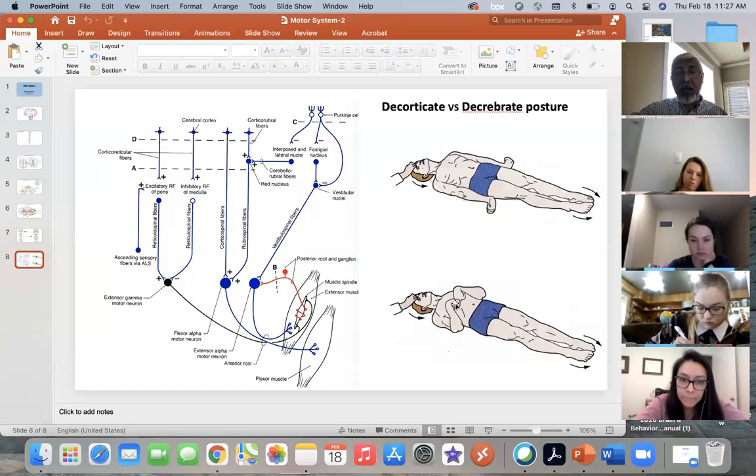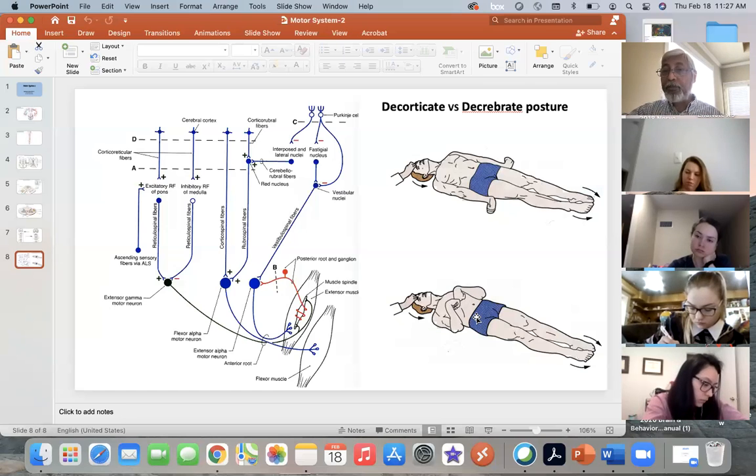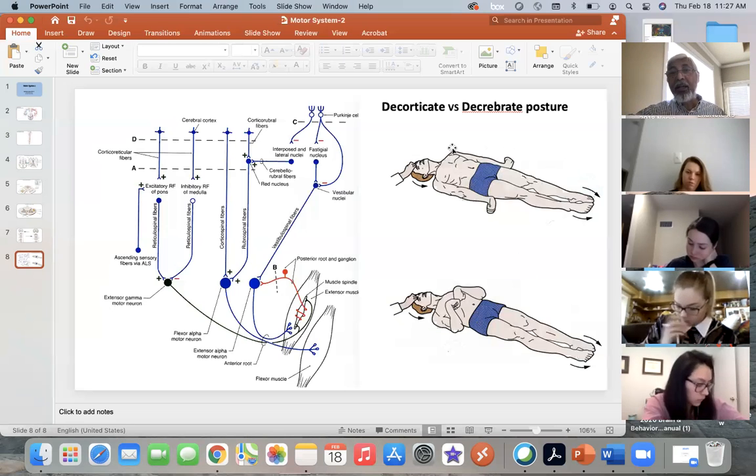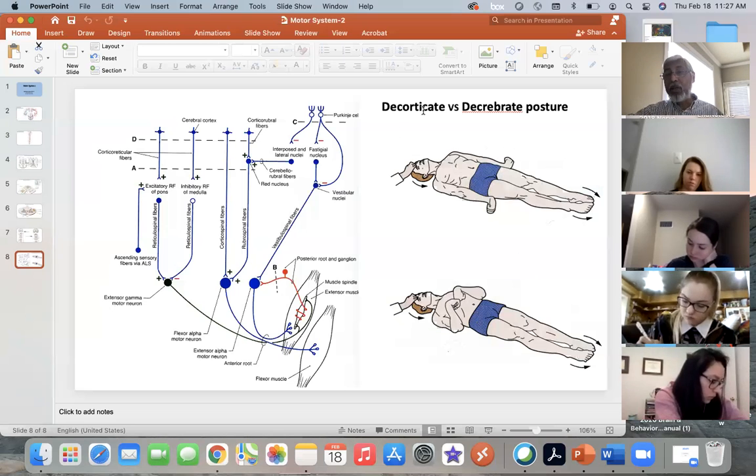In this one, your damage is way up. So rubrospinal is intact, and rubrospinal is causing the flexion of the upper limb. The lower limb remains extended like this one, because of vestibulospinal. At the end of the day, you have to remember there are two types of abnormal posture. One is called decerebrate, and one is called decorticate posturing.